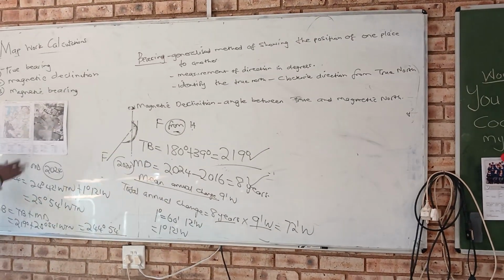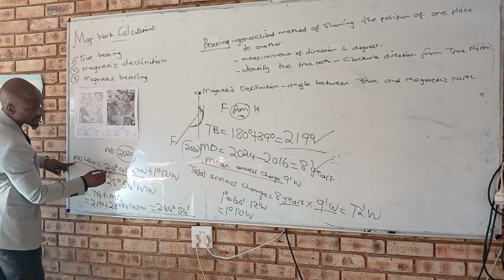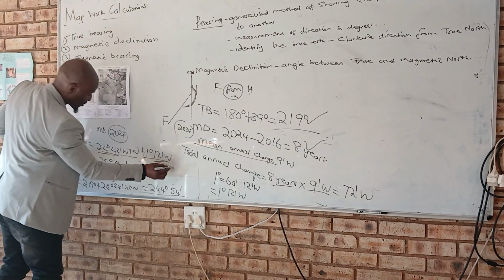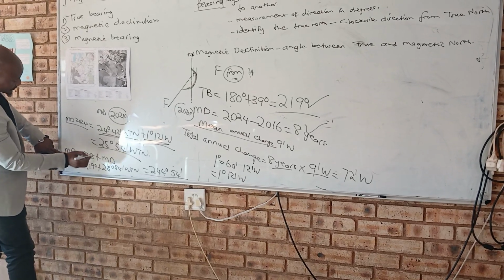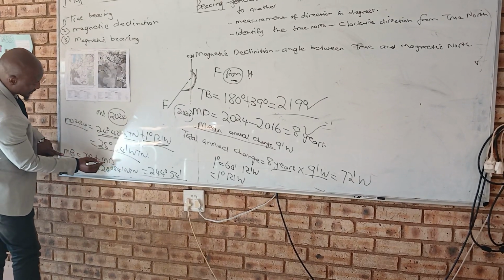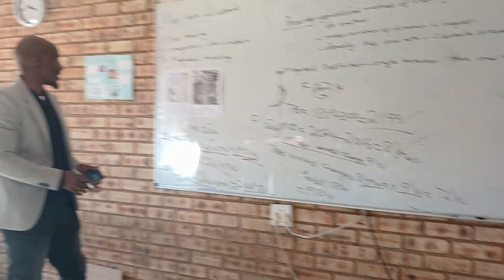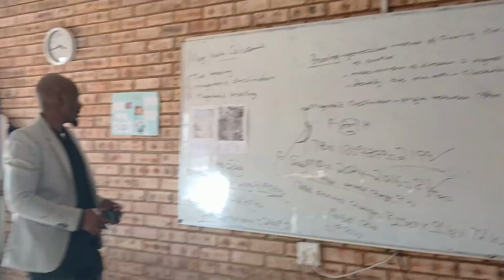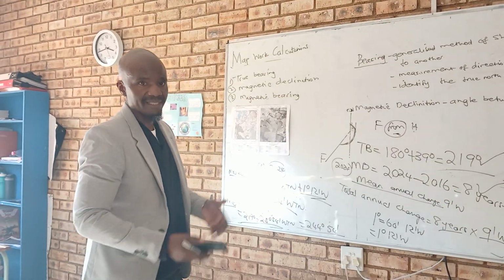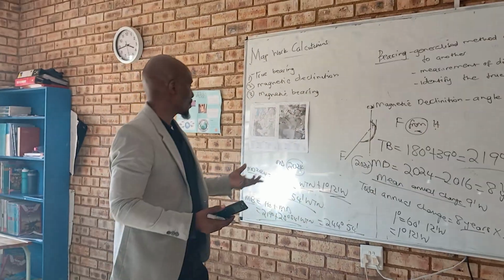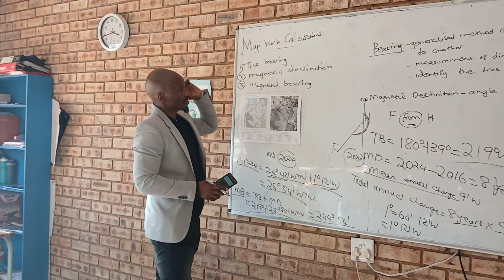Then from there, we calculate the magnetic declination for 2024. We add what we had in 2016 plus the total change. That's how we got this. Then lastly, your magnetic bearing is the true bearing plus the magnetic declination, and it gives you this. So always when you are calculating the magnetic bearing, if the declination is to the west, we add. If it's to the east, we subtract. But in most cases, it's always to the west. This is how we calculate true bearing, magnetic declination, and also magnetic bearing.